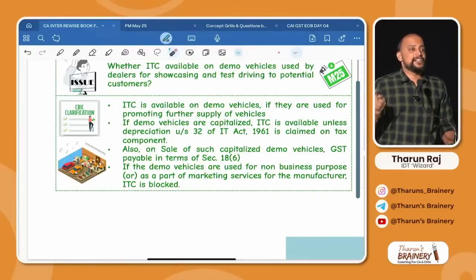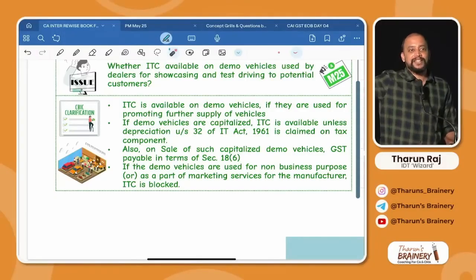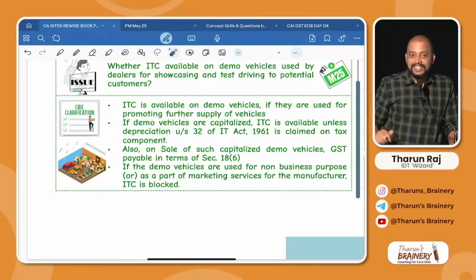That will not come under test drive. Sir, give me, like that Beast movie, I will go and come in the mall like that. No, not allowed. You understood or not? That is not for a test drive. And then ITC not available.